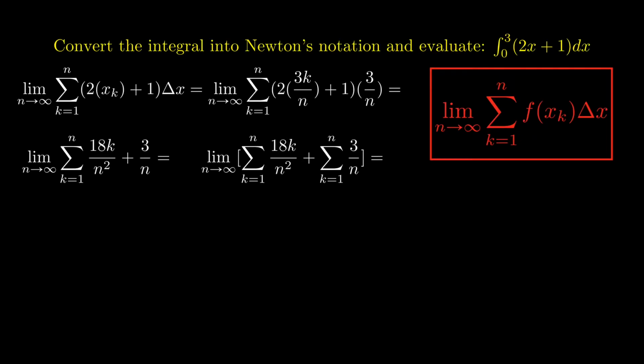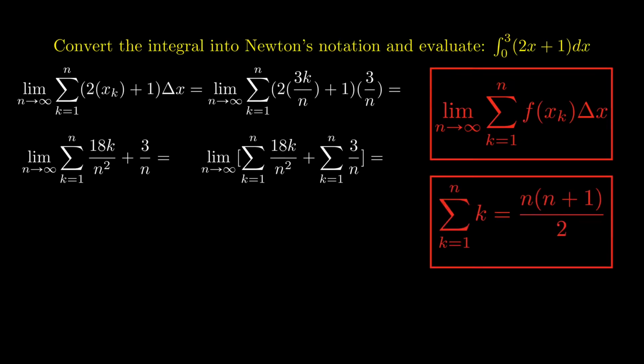From there, all we have to do is use a known formula to sum together integers, that the sum from k equals 1 to n of k is equal to n times n plus 1 over 2. Replace that in our first summation, and then in our second summation, since we are just summing together a bunch of constants, 3 over n being a constant, from the first to the nth, when we have n constants, we have 3 over n times n.